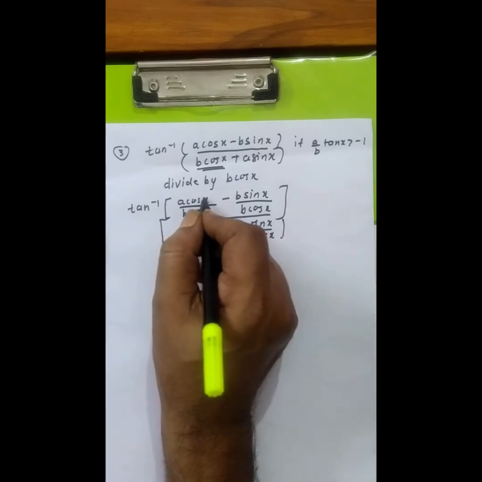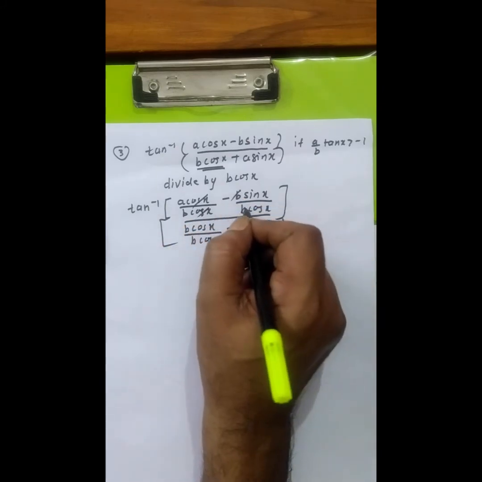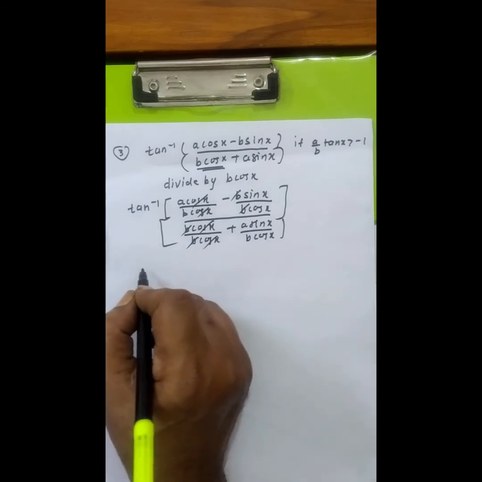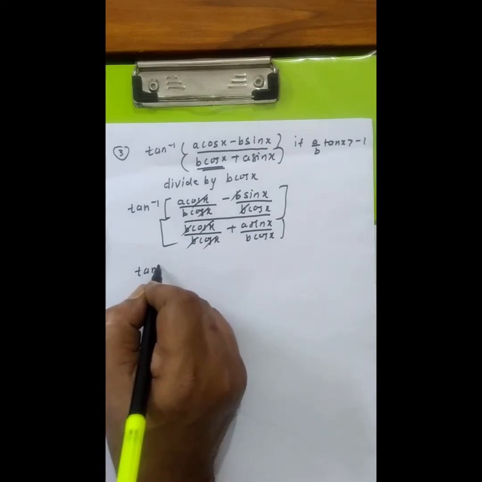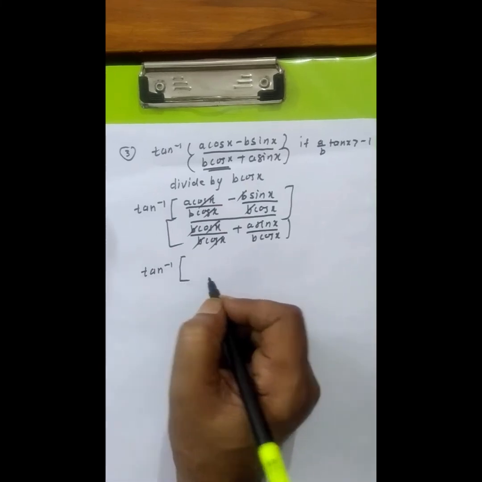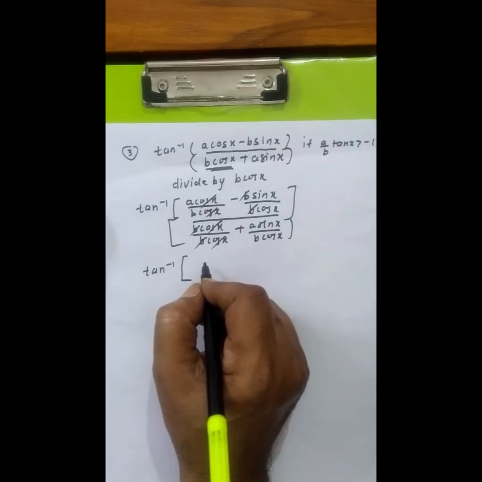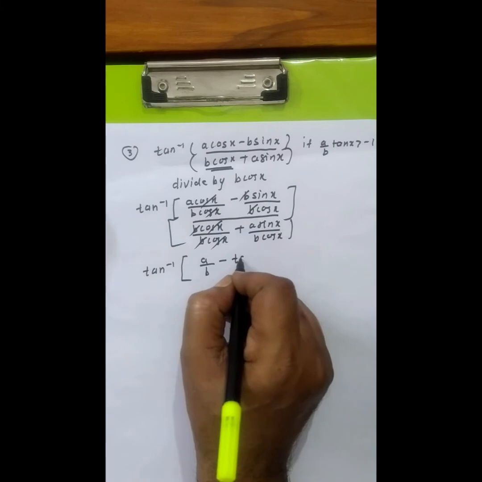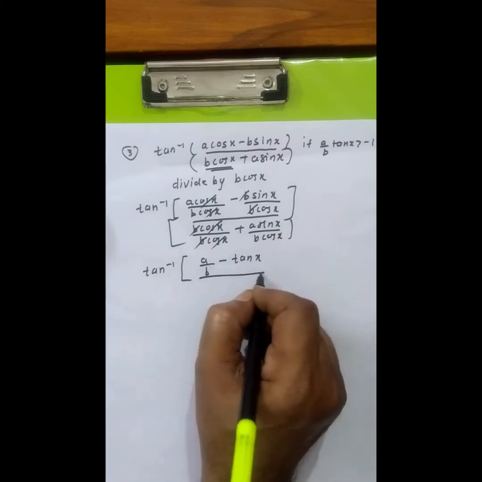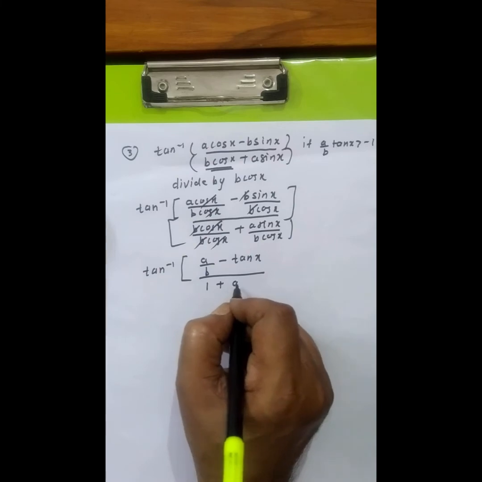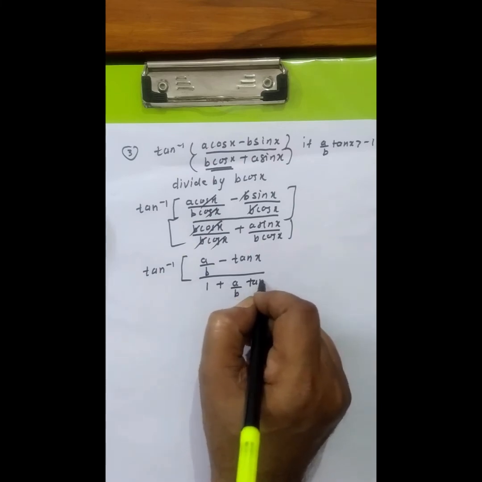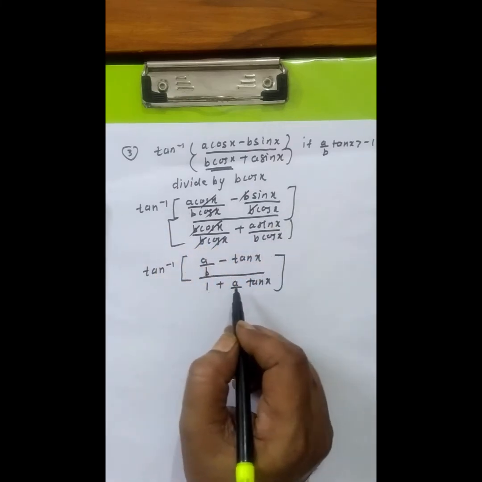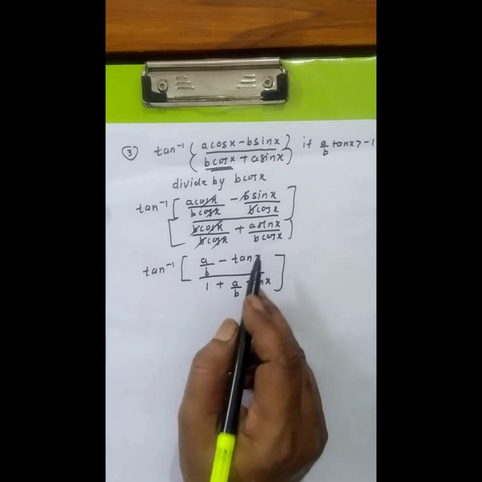Now here this cos x will get cancelled, b will get cancelled, cos x b will get cancelled, and this will be converted in the form of tan inverse of a upon b minus sin by cos is tan x divided by 1 plus a upon b into tan x. So this is a upon b minus tan x divided by 1 plus a upon b into tan x.